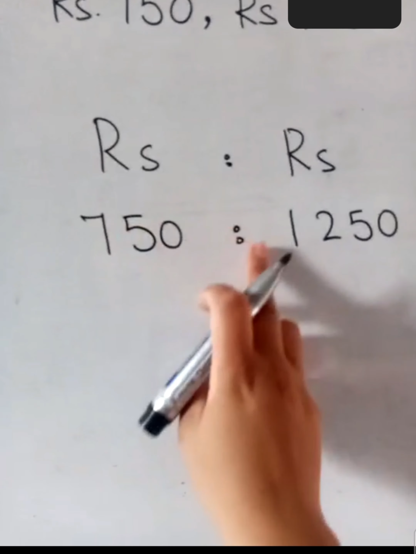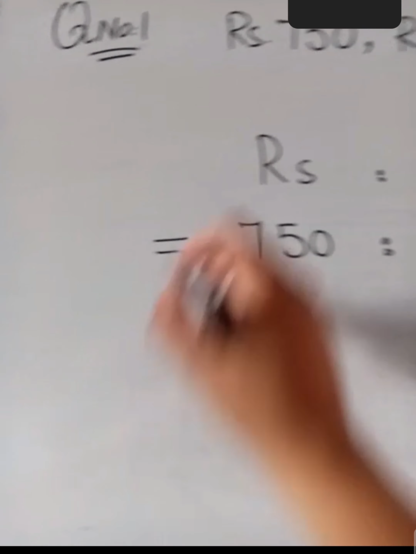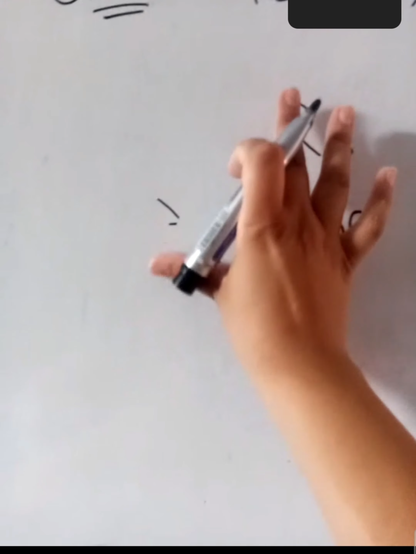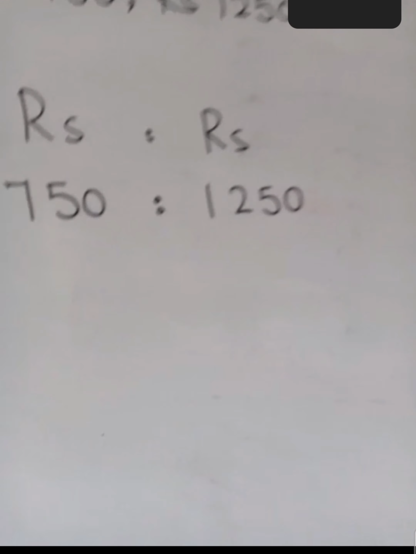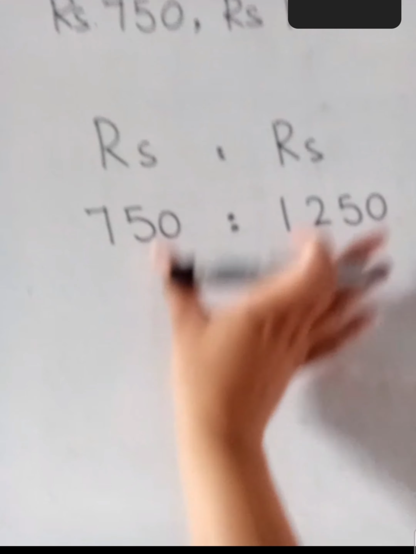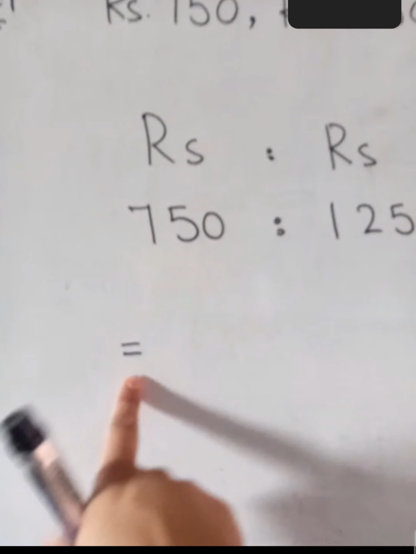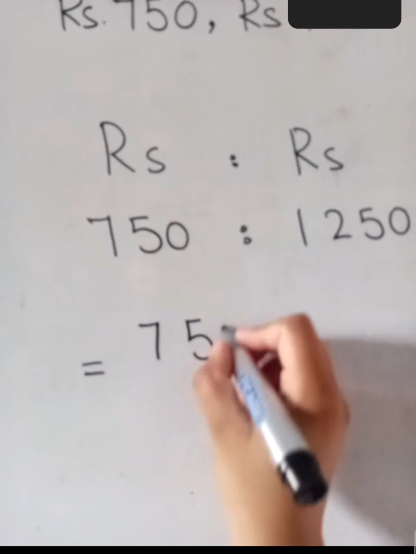Remember, when you write it in ratio form, you will not put the equality sign here. This thing will be wrong. From here, your question will be wrong because in ratio we don't put the sign of equality, since it is a relation between two terms. When you convert it into a fraction, then you will mark the sign of equality.